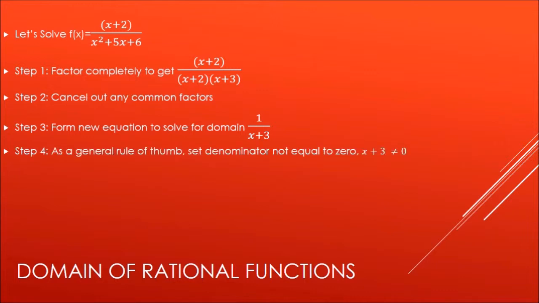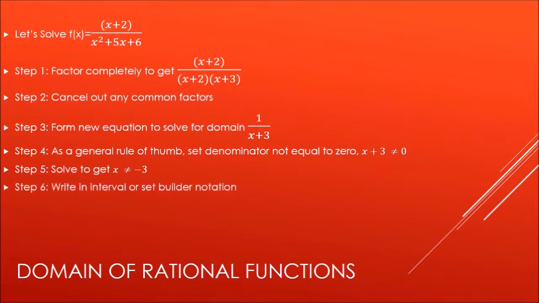And now your rule of thumb is you're going to set the denominator equal to 0, or not equal to 0, technically. So it's x plus 3 does not equal 0, therefore x cannot equal -3. Why is that? Well, you can never have a 0 in the denominator of a fraction. Try punching it into a calculator or into your phone and see what happens. It'll come up with an error.